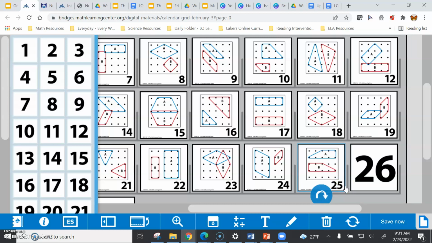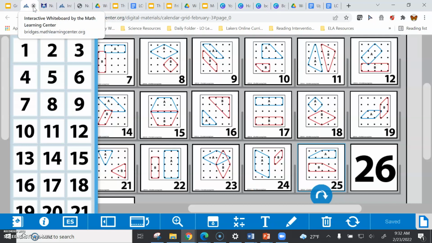Whoa! We have two shapes that have four sides each, which we know are quadrilaterals because quad means four. Two four-sided shapes. They appear to be the same size and the same shape. So class, are they congruent? Yes, they are. Two congruent shapes.